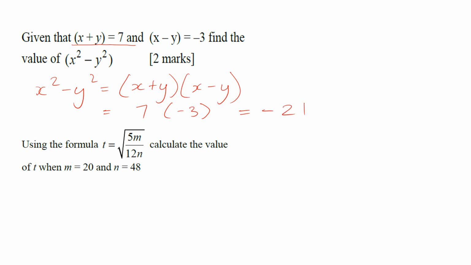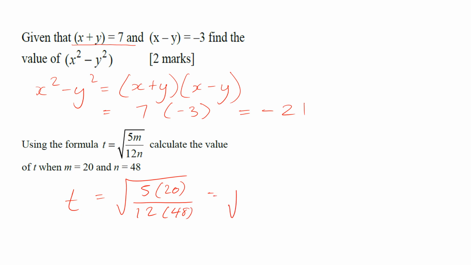Negative 21. So the answer to that question is negative 21 because 7 times negative 3 is equal to negative 21. Alright guys, let's look at the question below where t is equal to the root of 5m all over 12n, where m is equal to 20 and n is equal to 48. So let's substitute. It's the root of 5 times m, which is 20, all over 12 times n, which is 48.